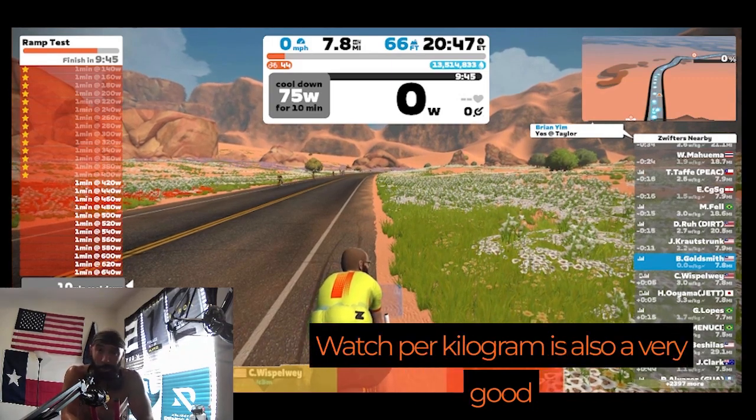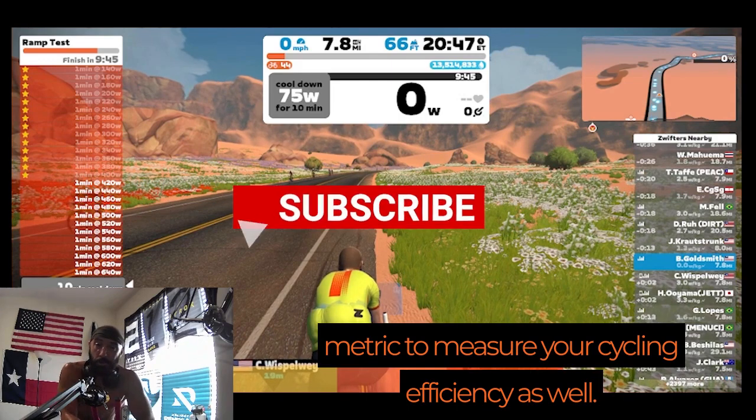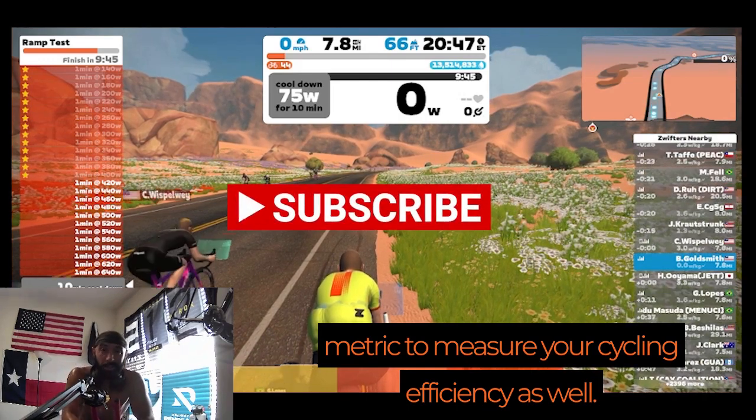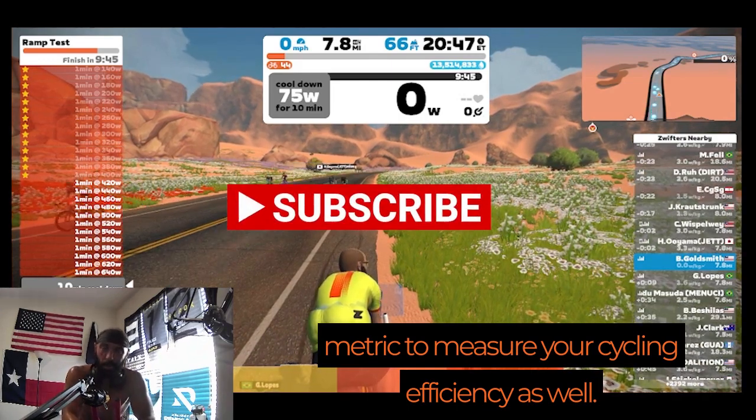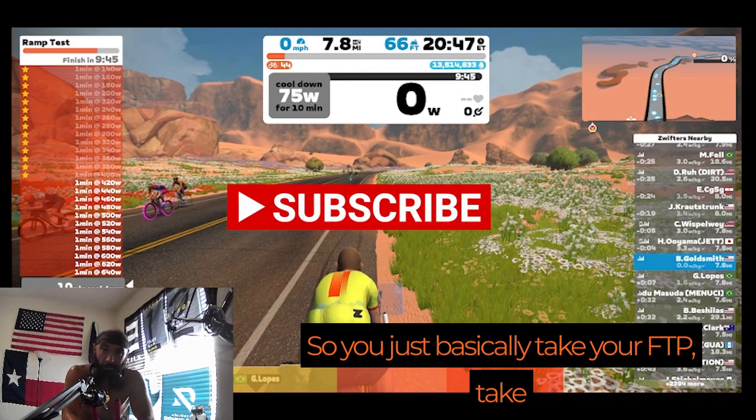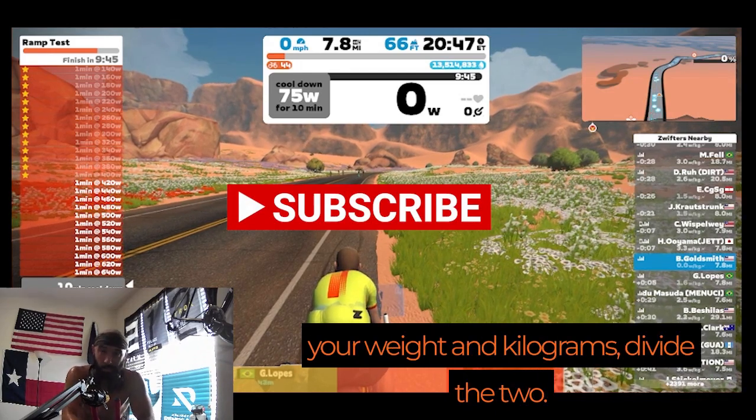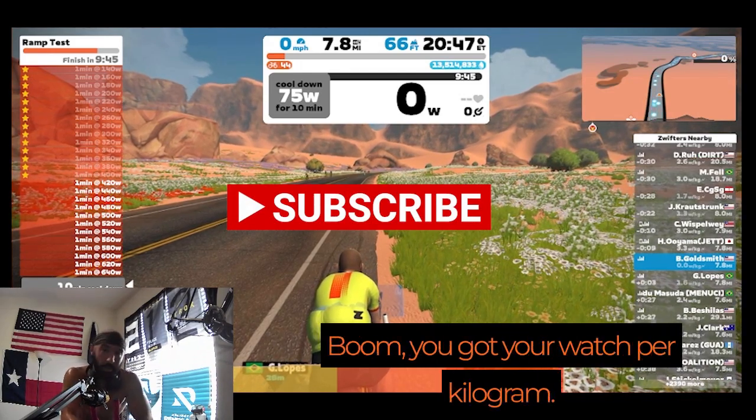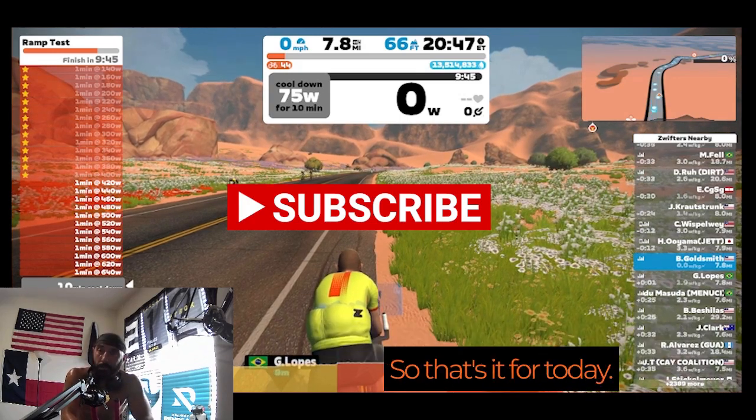Watts per kilogram is also a very good metric to measure your cycling efficiency as well. So you just basically take your FTP, take your weight in kilograms, divide the two, boom, you got your watts per kilogram.